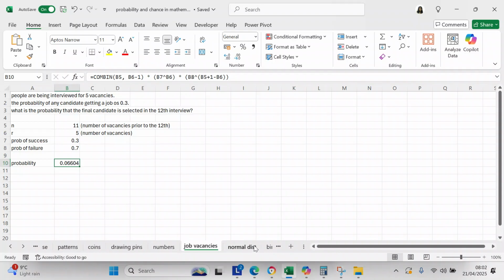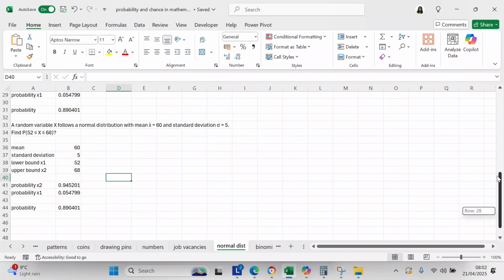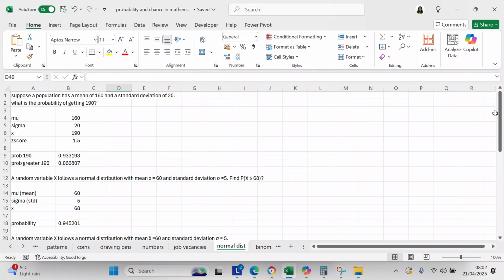So now what we're going to do is look at the normal distribution. Suppose the population has a mean of 160 and a standard deviation of 20. What is the probability of getting 190? So mu, that's your mean, is 160. And sigma, which is your standard deviation, is 20. And x is the value that you're looking for, 190.